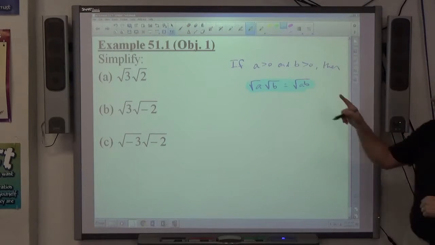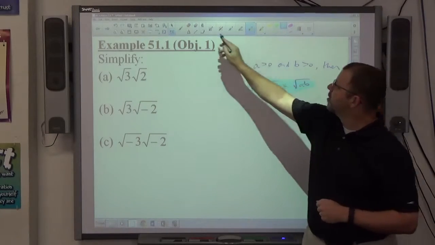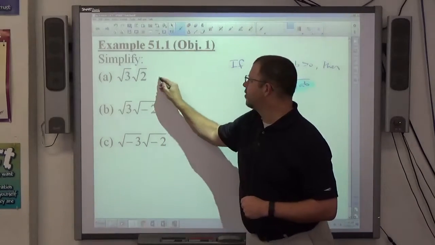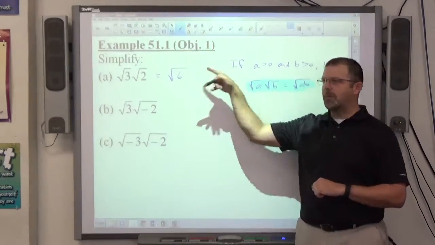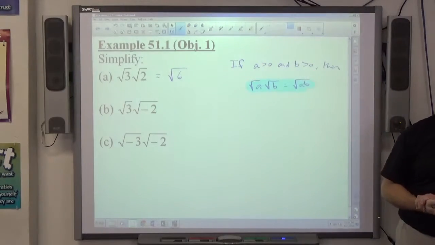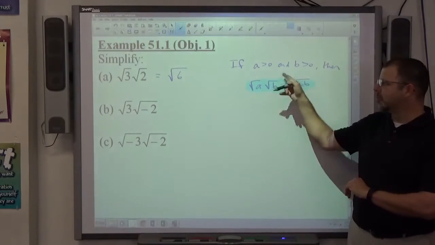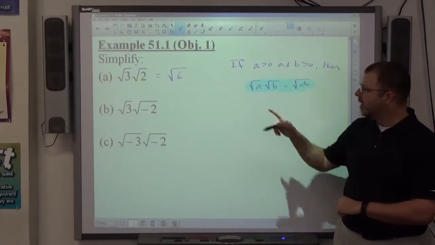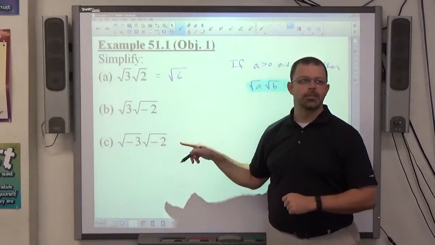Part A, notice the numbers underneath the radicals are positive. The rule says to multiply the square root of 2 times the square root of 3, I'm simply going to get the square root of 6, right? Because I can use this rule for that problem because both the radicands, a and b, 3 and 2 in this case, are positive numbers, so we're allowed to use that. I am not allowed to use this rule on the second or third problem because even though this is positive, this isn't. Neither one of these is positive. All right?